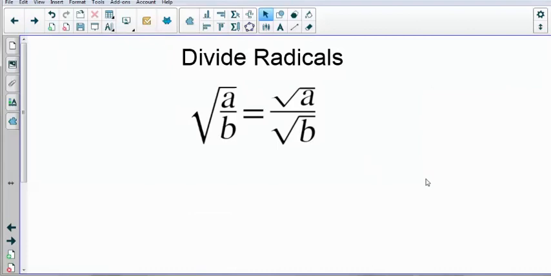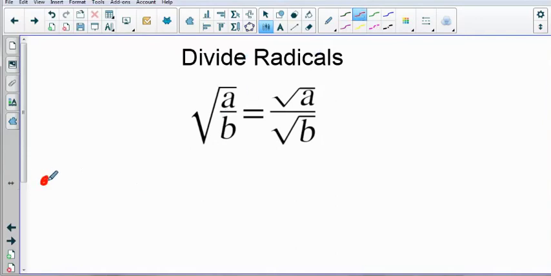All right, so here's the basic format for dividing radicals. The square root of a number over another number is the same thing as the square root of the first number divided by the square root of the second number. So that's the general formula, and make sure you have that in your notes. And I can show you an example of that now.